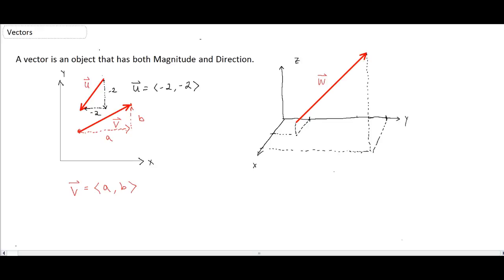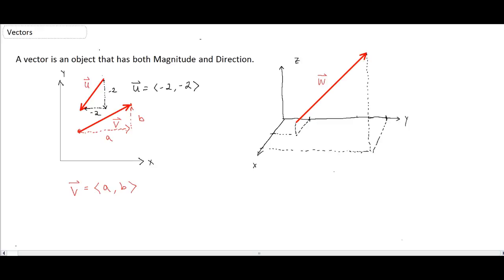So again, the first component indicates the change in the x direction, and the second component indicates the change in the y direction. And you can do the same thing for a three-dimensional vector.